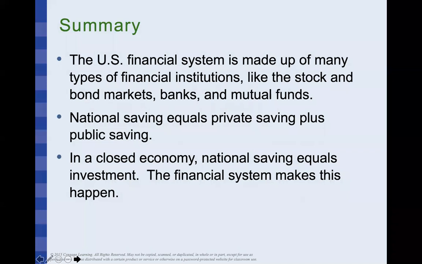So in summary, looking at this chapter as a whole, you can see that the financial system is made up of quite a few different financial institutions. There's the stocks and the bonds. There's banks. There's mutual funds. We're going to need to know what each one of them does. The national savings is equal to the private savings plus the public savings. And then we talked about what if the public savings is in a deficit or we're in a surplus.